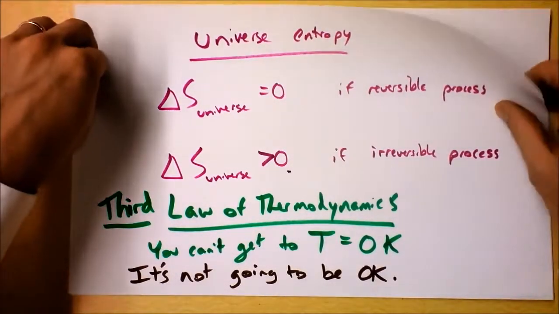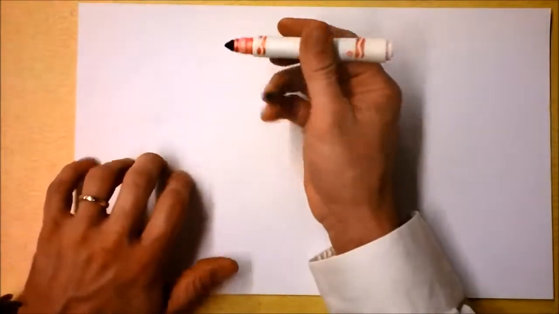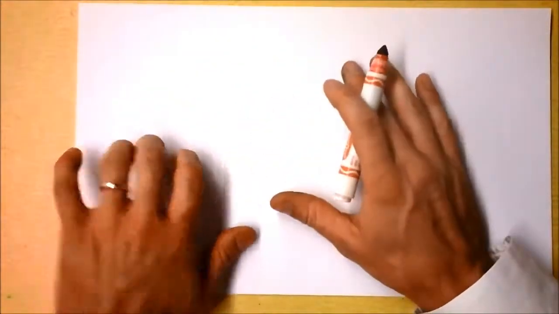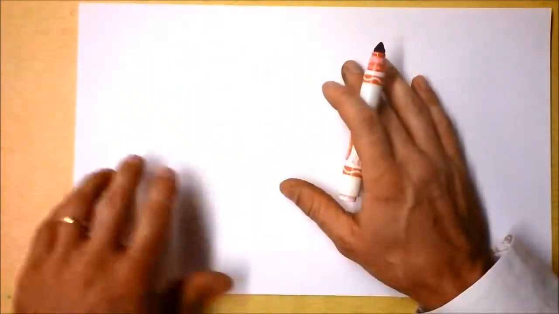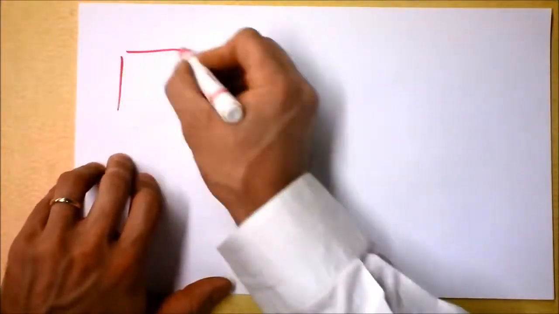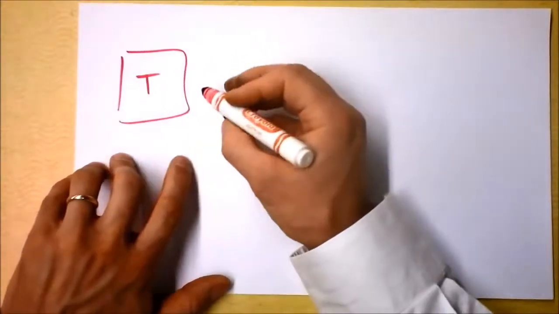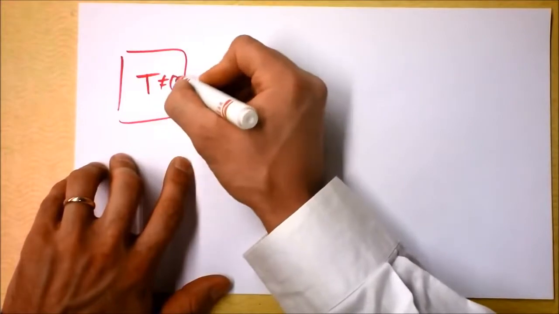So the third law of thermodynamics says you can't get to 0 Kelvin because, now why would that be the case? Because if I had anything at 0 Kelvin, first, in order to say that I need to get to 0 Kelvin, I have to have a bunch of things at 0 Kelvin already. So I've got this thing, and it's got some temperature, and I'm going to say it's not equal to 0 Kelvin.